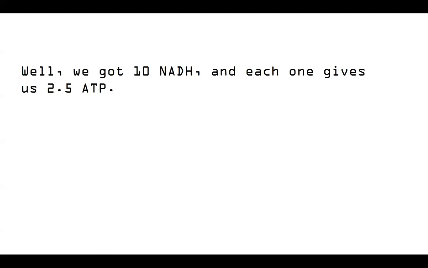So we know that we got 10 NADH from glycolysis, pyruvate processing, and the citric acid cycle. This is going to give us 2.5 ATP each. That will give us, per glucose, 25 ATP. So remember again, the 10 NADH came from glycolysis, pyruvate processing, and the citric acid cycle. For every 1 NADH, we get 2.5 ATP, so we just multiply that by 10 and get 25 ATP.